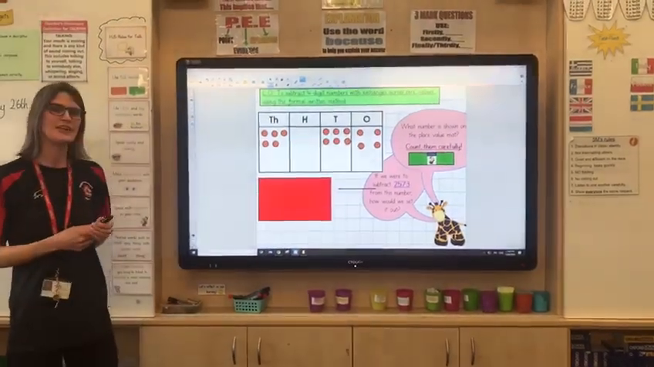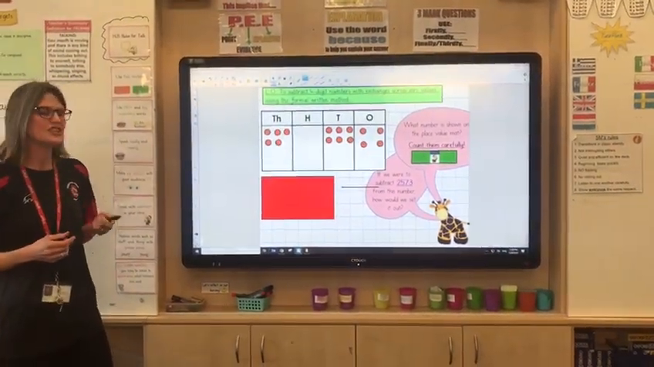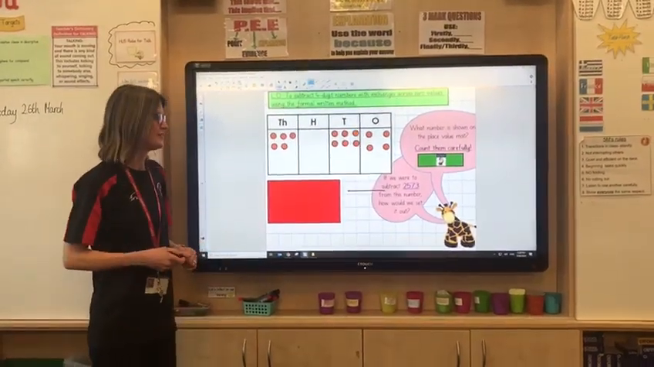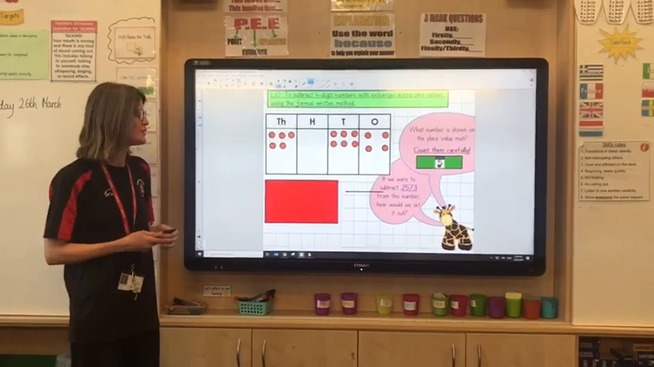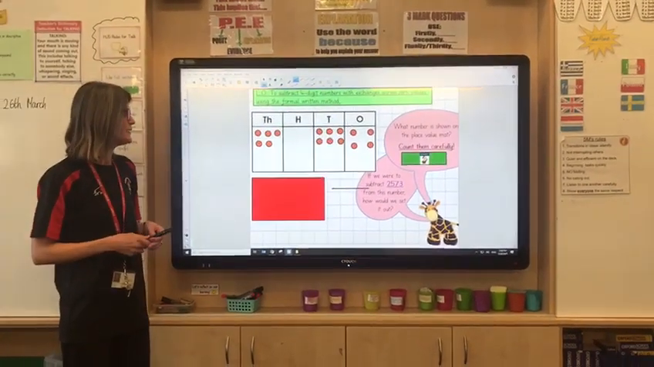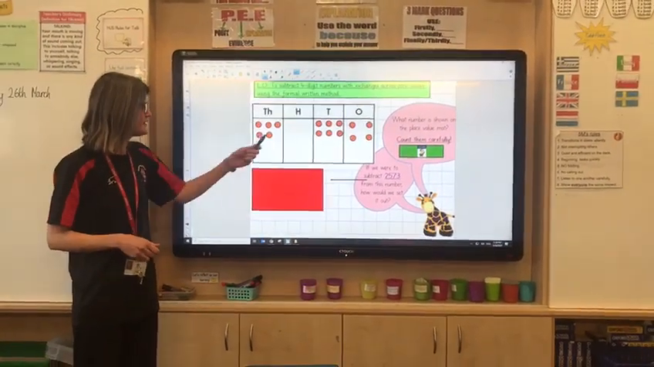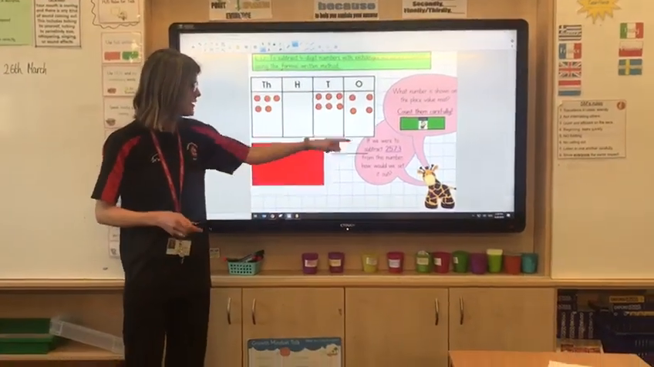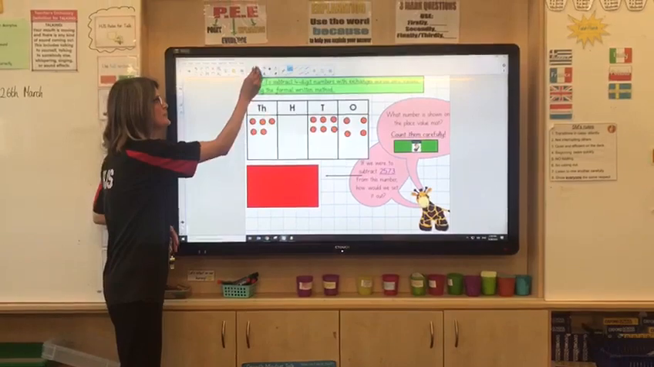Today we're going to look at subtracting 4-digit numbers where we need to exchange across the zero. So the first thing I'd like to do is have a look at the place value grid and identify the number that's represented with the place value counters. So we've got 5 thousands, no hundreds, 6 tens and 4 ones. And we're going to subtract 2,573.